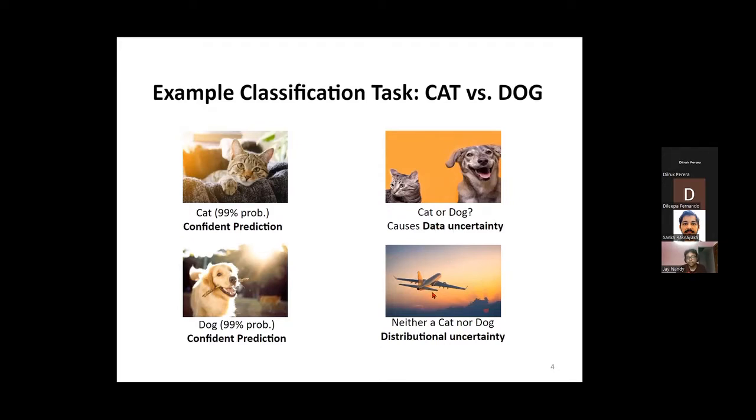On the other hand, suppose we get an image of an airplane, which is neither a cat nor a dog. In that case, the model cannot say which class it should fall in. Interestingly, it has been shown that instead of producing low confidence, the model actually produces high confidence. For example, the model may say that with 99% probability, this is a dog. This is what we call distributional uncertainty, which arises due to out of distribution examples.